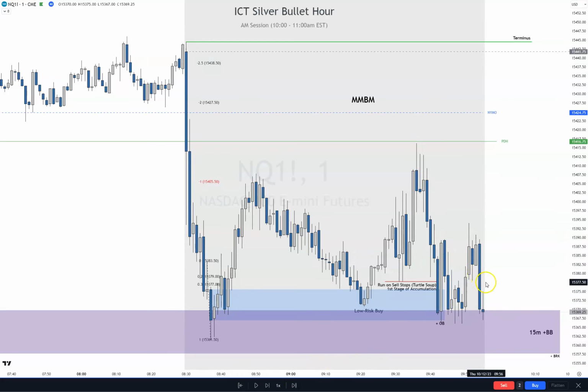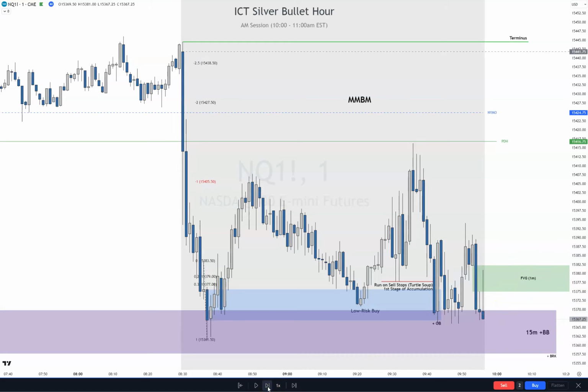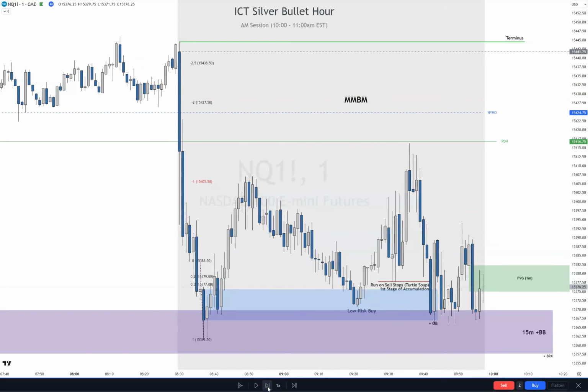I'm going to start marking PD arrays here. So here is a fair value gap. Now obviously that's to go short. So we're going to want to see that violated and turn that into an inversion fair value gap. So we're going to definitely want to see that. We want to see it break through it, close above it.